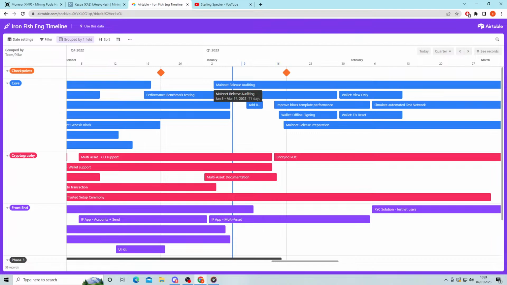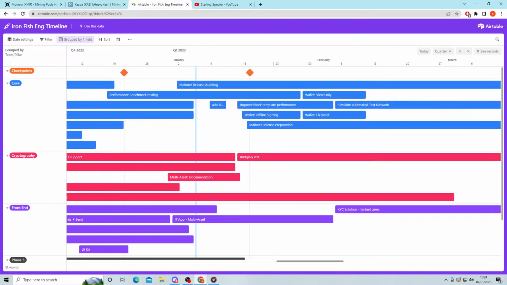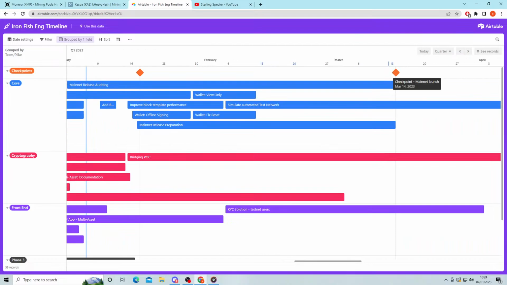And they got the mainnet release orders in. So I think they're doing something with the mainnet now. They're improving wallets, offline sign-in, stuff like that. And I don't actually know when they're going to go for full release. It's got to be soon because, look, that's the end. That's the mainnet launch there.